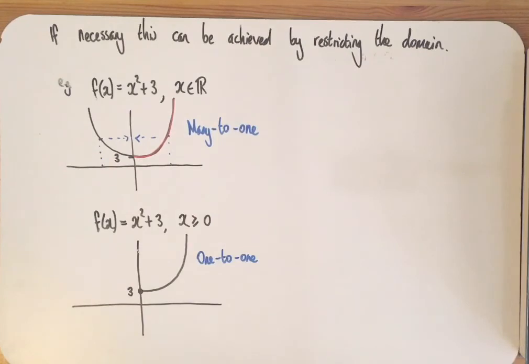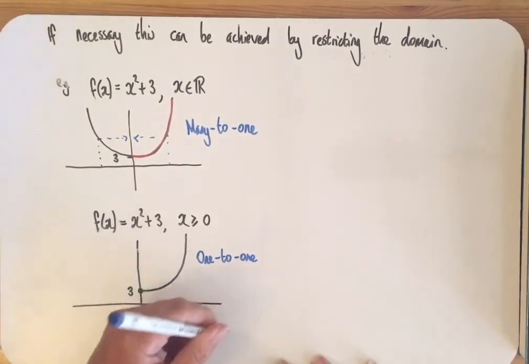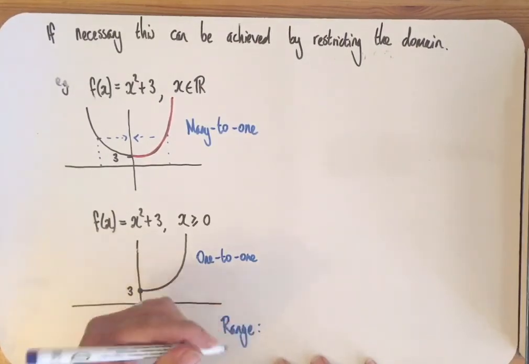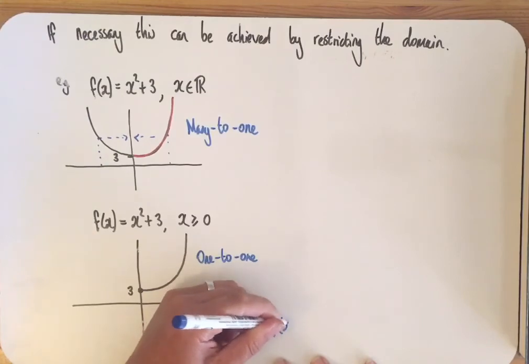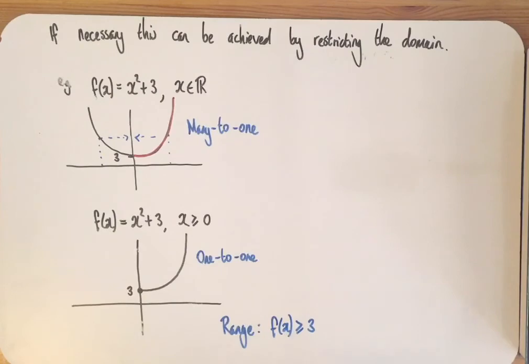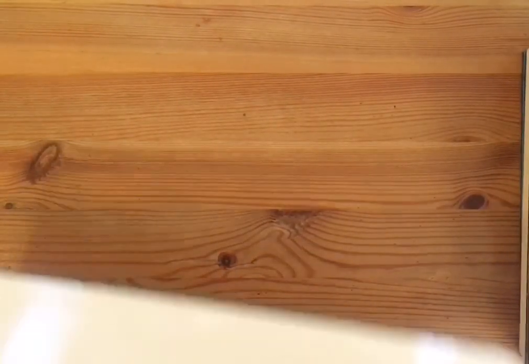And just to remind you, the range of this is the values it takes on the y-axis. And so the range is that f of x is greater than or equal to 3. So in order to find an inverse, first of all you need to sort your domain out and make sure you've got one-to-one mapping.